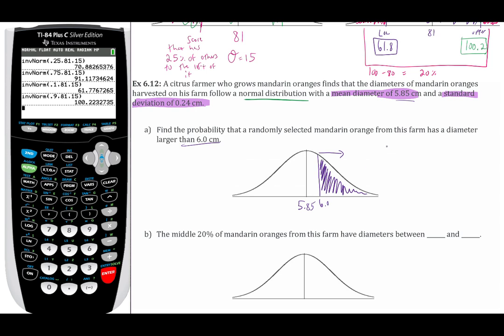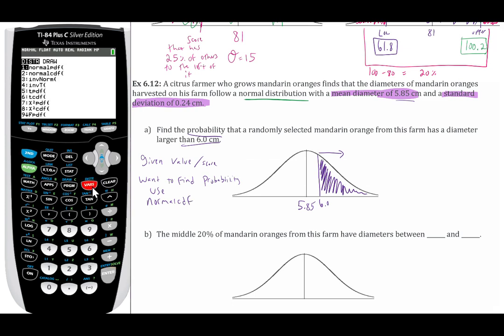Now let's just talk which type of function are we going to use. We are given the value, or the score, in this case the size of the mandarin, and we want to find the probability. So if we are given the value and we want to find the probability, we're going to use normal CDF. Press second vars. Number 2, normal CDF.